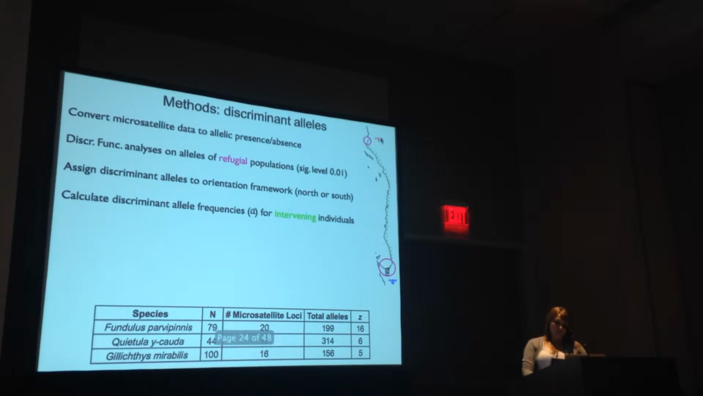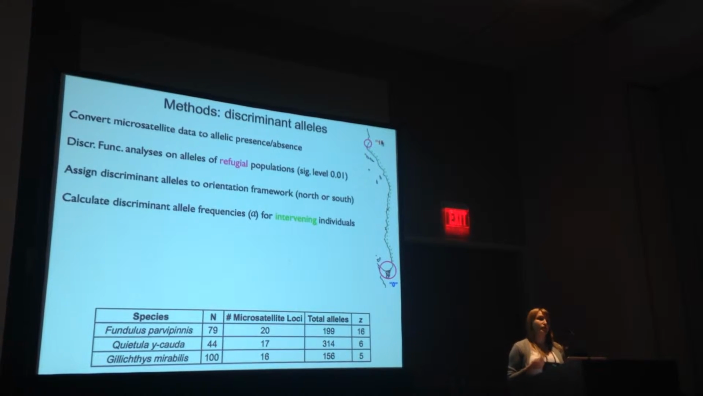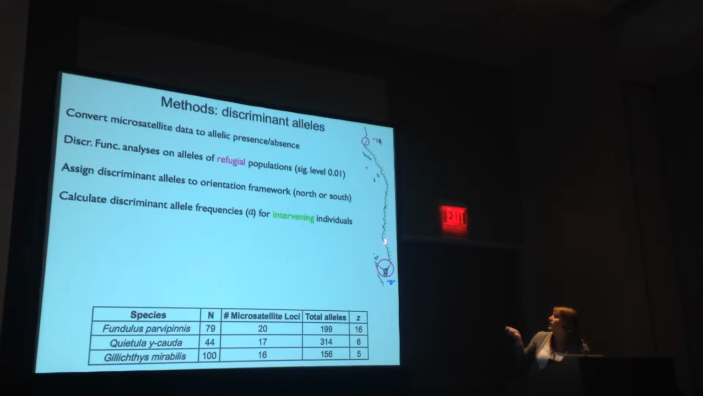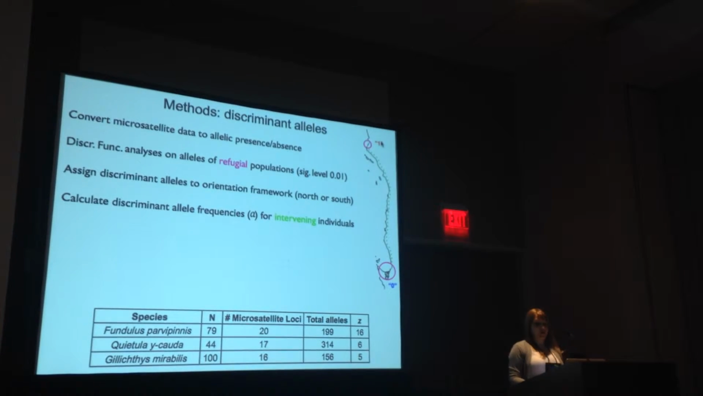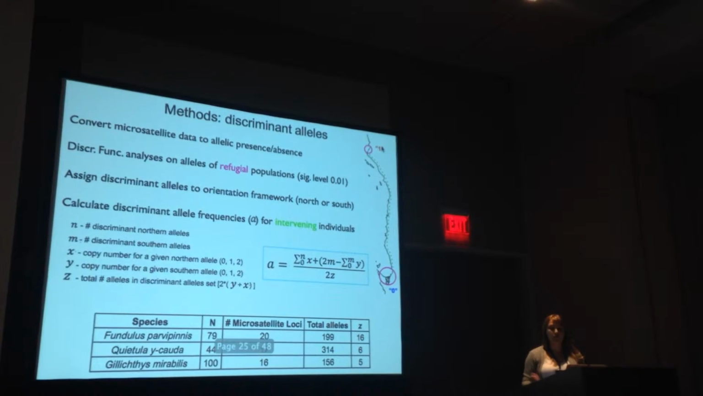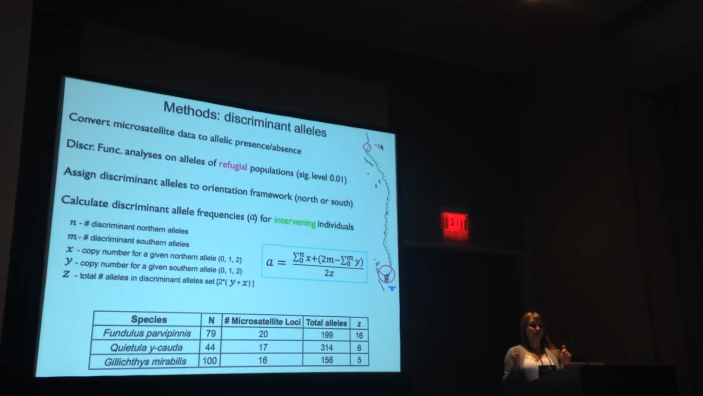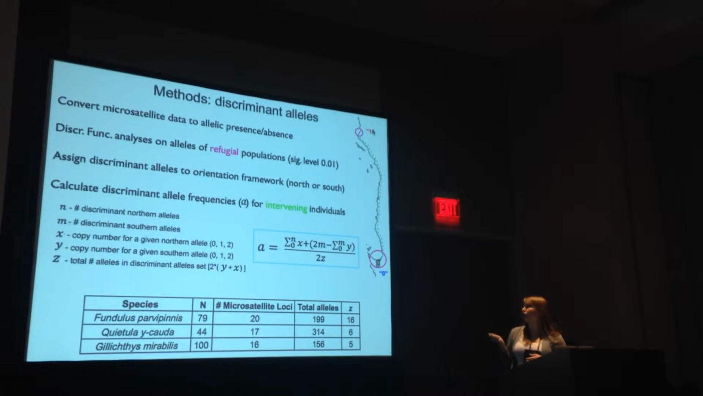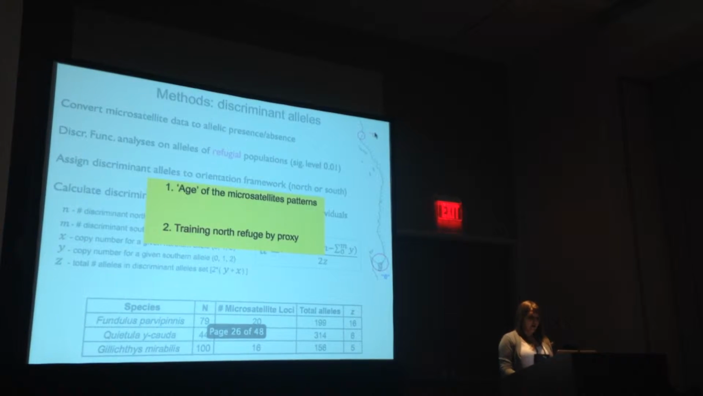And I will skip over some of these details, but what I did was then calculate the frequency of those alleles in all of the individuals at the intervening sites along here. So essentially we got this metric, put into a geographically explicit framework, where 1 denotes the northernmost signature you can have, and 0 denotes the southernmost signature that you can have.